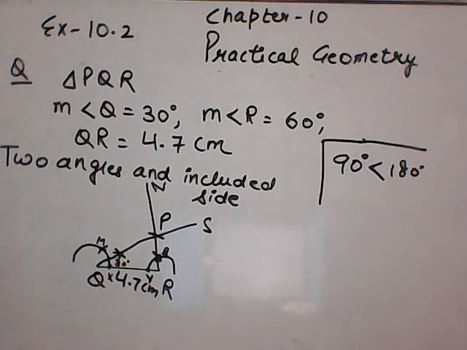In this way, you have to check whether we can construct the triangles with the given conditions or not. If we cannot construct the triangle, then you have to mention the reason. Otherwise, you can construct the triangle.